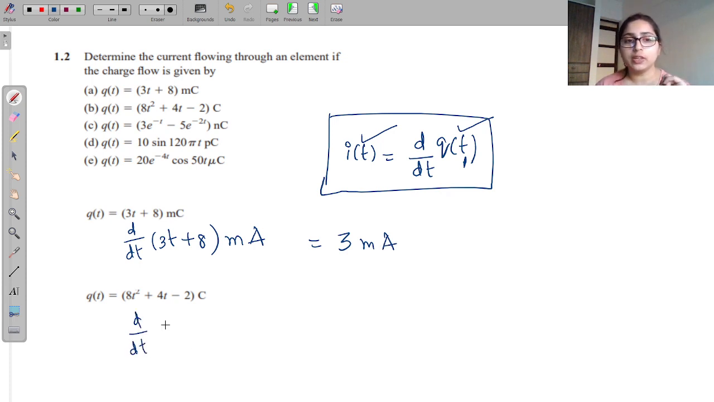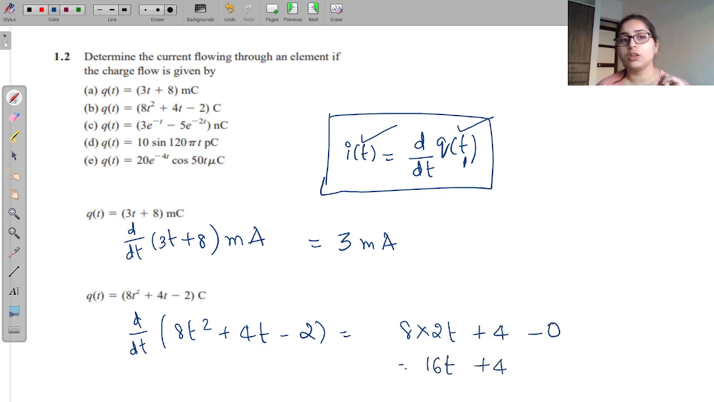Likewise, you can take here d by dt of 8t squared plus 4t minus 2. So differentiation of this is 8 into 2t plus 4 minus 0. So 16t plus 4 ampere. Because it is coulomb, it is ampere. If it is millicoulomb, it is milliampere. Next, if it is nanocoulomb, it will be nanoampere.